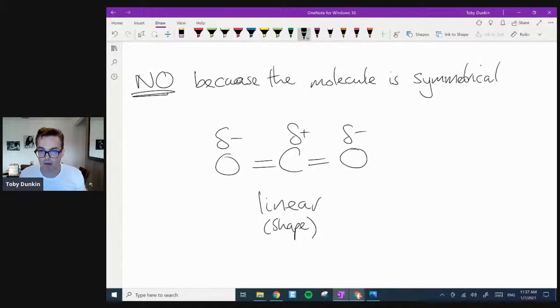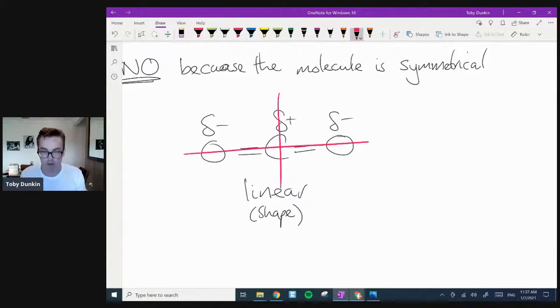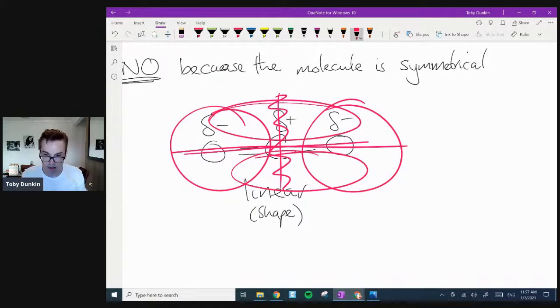Is it because the dipoles cancel each other out? Yes, Harry, it is. They cancel each other out. The distribution of the electrons is even. It is symmetrical on both planes. It's symmetrical in the vertical plane, so these 2 sides are equal. And it's symmetrical on the horizontal plane, which means these sides are equal as well.